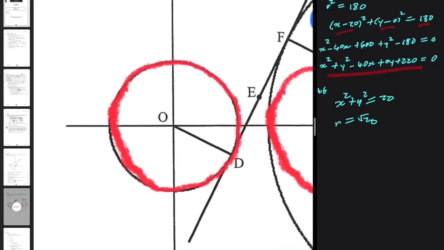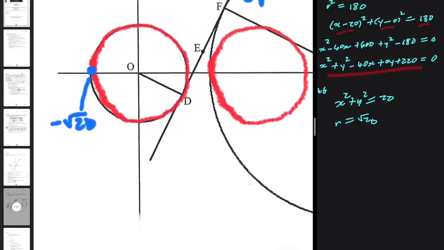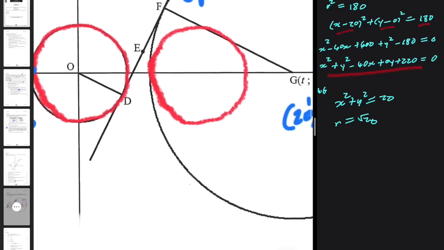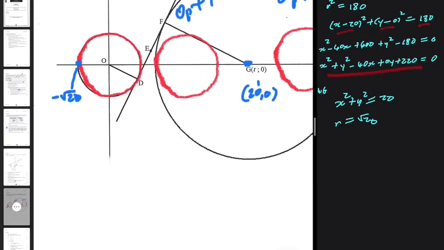Let's look at this point. Let's concentrate on this point. The x coordinate of that point is minus the square root of 20, if the radius of the circle is the square root of 20. We need to comprehend that. So that is step number 1. We need to be able to realize that. Another thing that we need to figure out is the x coordinate of this point that we're interested in. How can we find the x coordinate of that point?